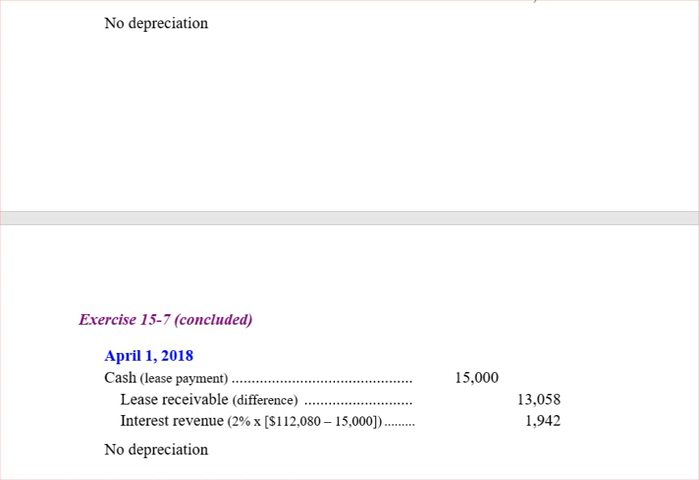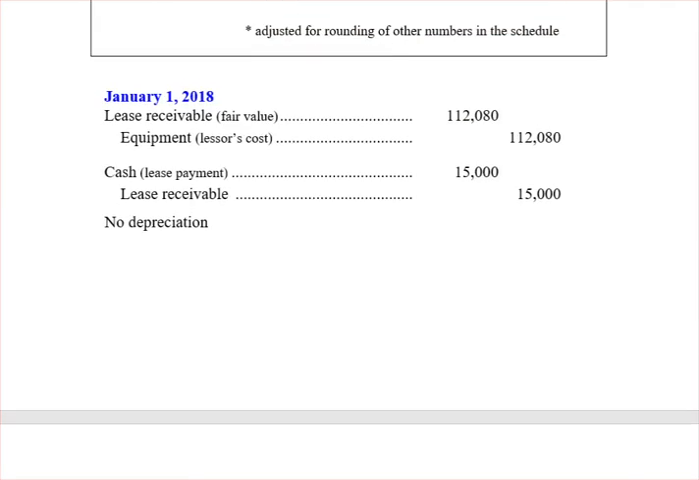Now, there's no depreciation taken on this thing because we took it off the books. So some of the trick questions you get on these have to do with depreciation. If you take it off the books, so if this had been an operating lease for the lessor, then the equipment would not have gone off the books. We would have recorded depreciation, and we would not have recorded a lease receivable. We would not have done this journal entry right here if we had had an operating lease and we are the lessor.